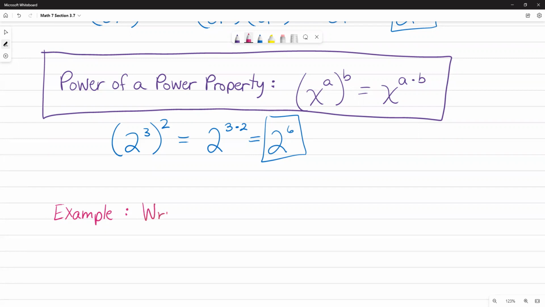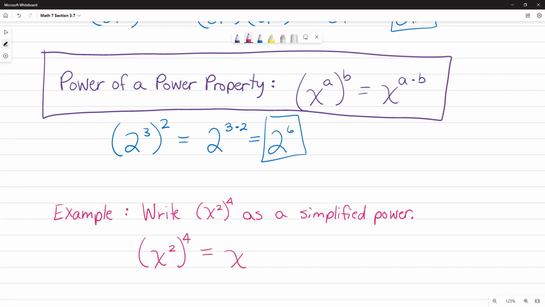Write x to the power of x squared raised to the power of 4 as a simplified power. All right. So we know based on our rule that we can write x squared raised to the power of 4 is equal to x what? What do we do with those two exponents? We multiply them. So 2 times 4, which equals 8. Yep. And that's it.